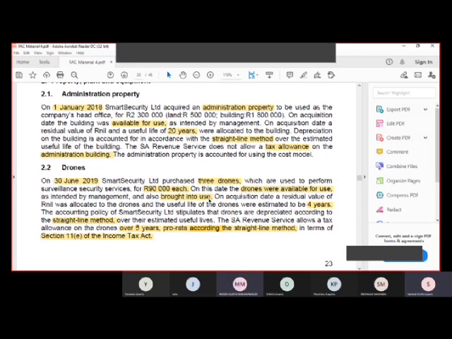The accounting policy of Smart Security Limited stipulates that drones are depreciated according to the straight line method over their estimated useful life, right? The SA Revenue Service allows a tax allowance on the drones over 5 years.